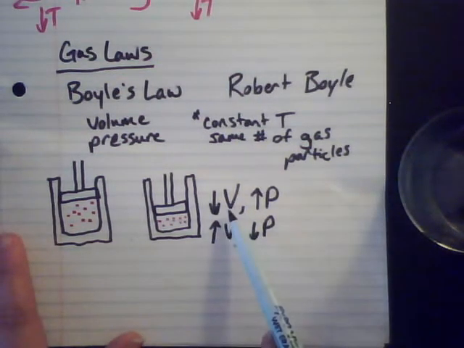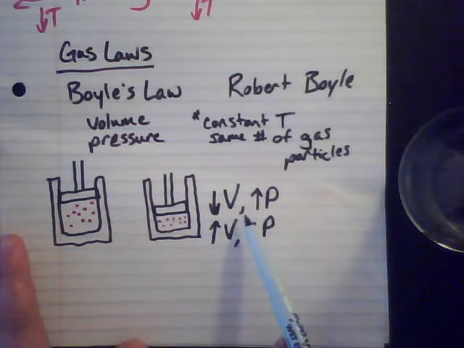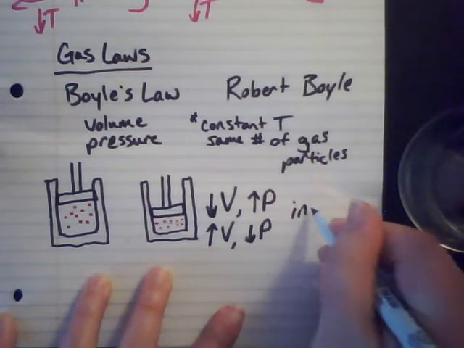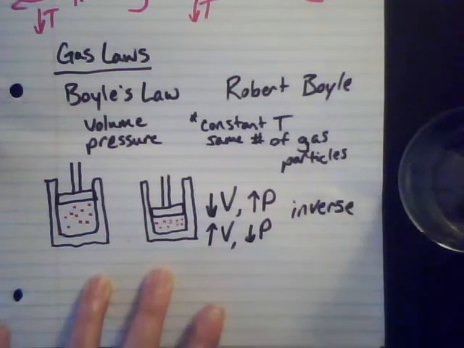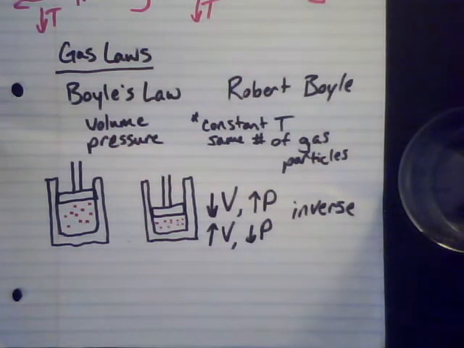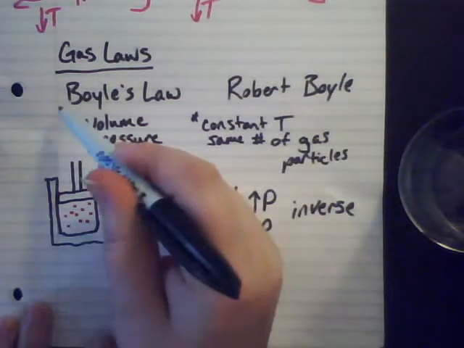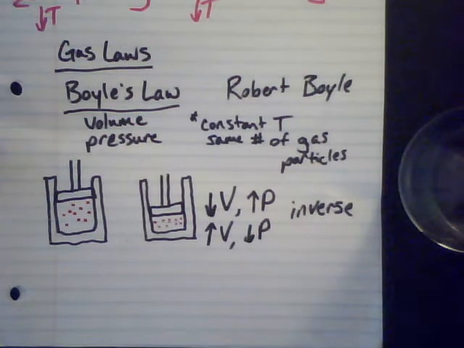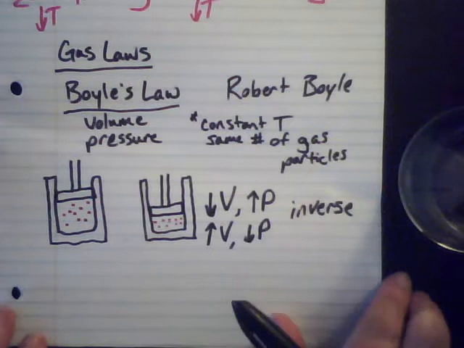Now, if one variable goes down, and that makes the other variable go up, we say that this is an inverse relationship, because as one thing changes in one direction, the other one will change in the opposite direction. And this is Boyle's Law in a nutshell. Again, we don't have a lot of math in this class, so we're really just thinking about this on a conceptual level. And Boyle's Law says that there's an inverse relationship or an inverse proportion between the volume of a gas and its pressure at a given temperature with the same number of gas particles. Okay, so that's Boyle's Law.